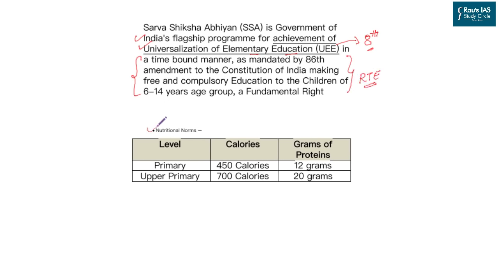The nutritional requirements provided to the students are as follows. For primary, that is till class 5th, 450 calories and 12 grams of protein is provided. If a student is at the upper primary level, that is till 8th, they are provided 700 calories and 20 grams of protein. Along with this, the government is also providing funds to certain NGOs, and these NGOs have the duty to provide cooked food to the students in the nearby schools. Many NGOs, including Akshaya Patra, have taken this responsibility of providing cooked food to the students in nearby schools for meeting the midday meal.